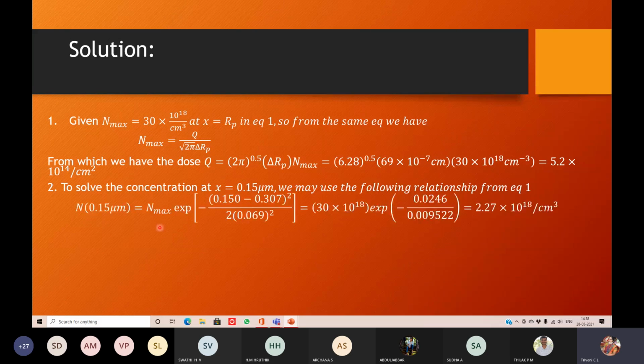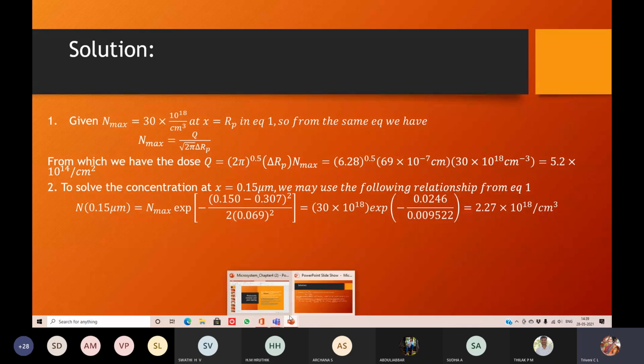Once you apply that, what happens? We are replacing the value of x by 0.15 micrometer here. So N max will keep as it is, e to the power of minus. What is the other value here? You can just remember equation 1. What was equation 1? (x minus Rp). So Rp is not known to you, but we have to take it from the previous table.